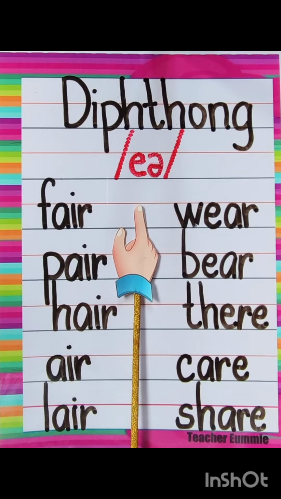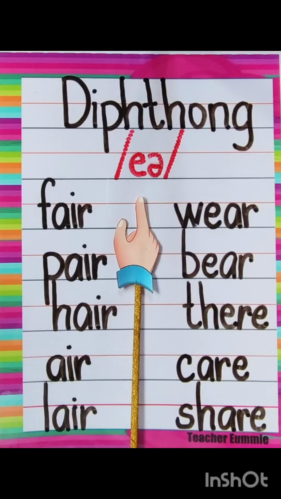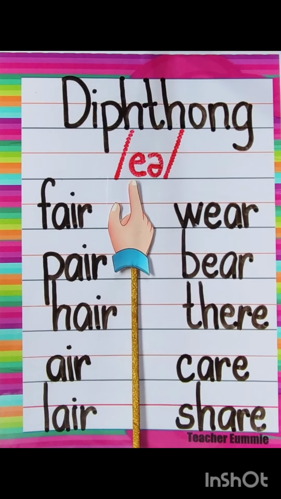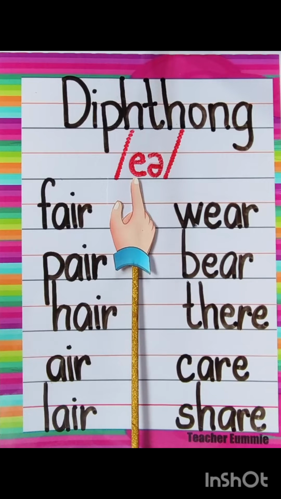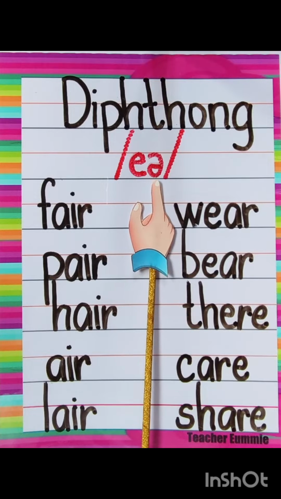Hello kids, this is teacher Yumi and today let us learn about diphthong. Diphthong is a sound formed by the combination of two vowels in a single syllable, in which the sound begins as one vowel and moves toward another. Here we have the combination of the short eh sound and the schwa sound, which is ah.